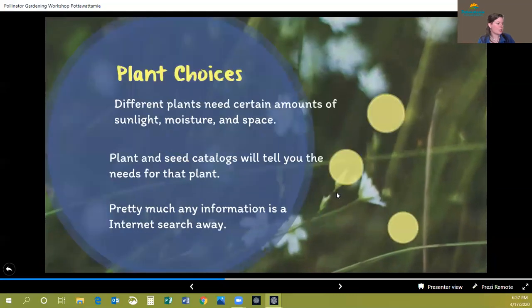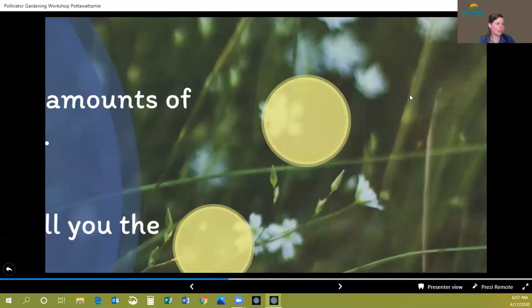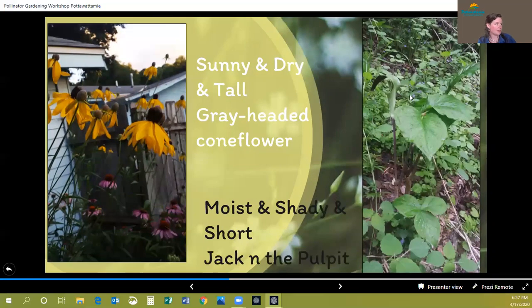Now getting into plant choices, again, different plants need certain amounts of sunlight and moisture and space. So for example, if you've got a sunny, dry spot and you've got enough space where you can have a tall plant there, a gray-headed coneflower would be a great choice for that. That's a native flower. That's this yellow one right here.